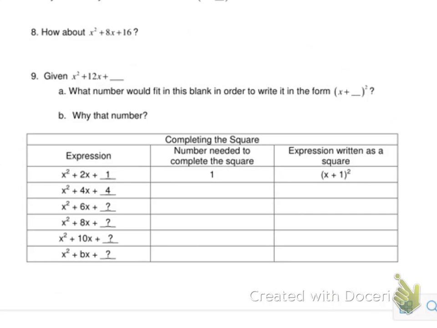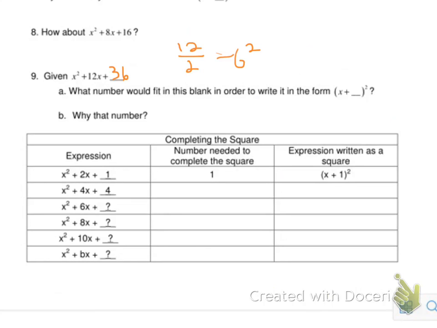So given this equation, what would we need to fill in the blank to make it a perfect square? So we would put 36 right here, because remember when we took b divided by 2 and then we squared it?